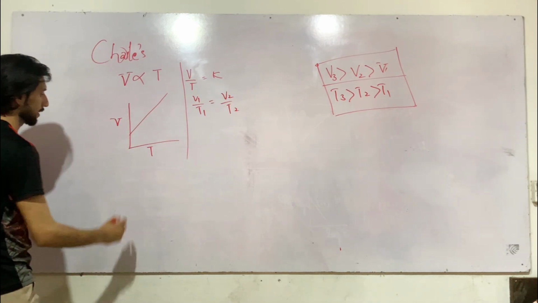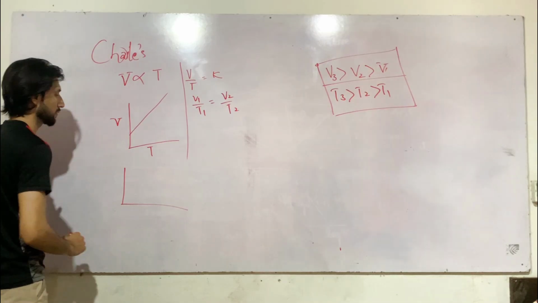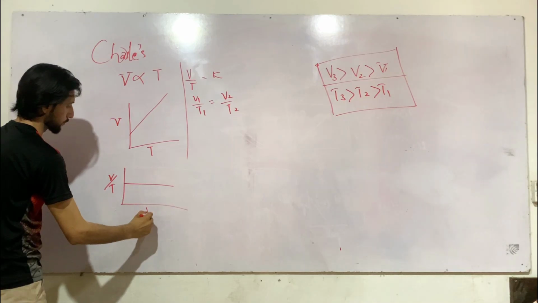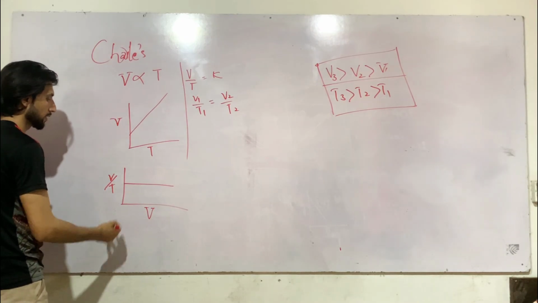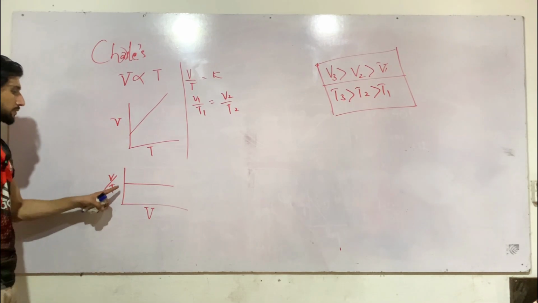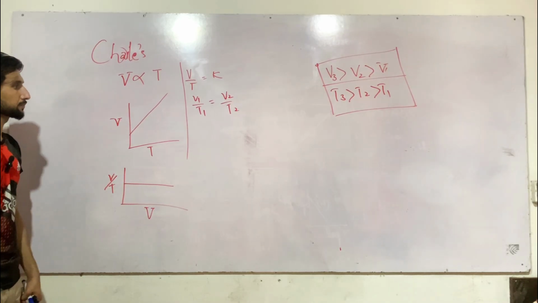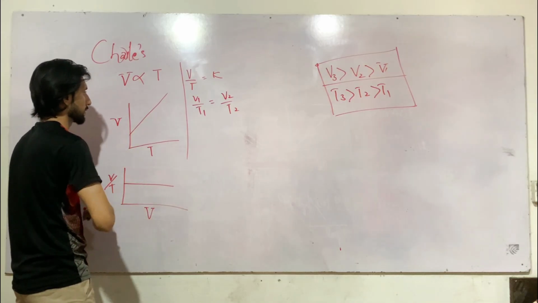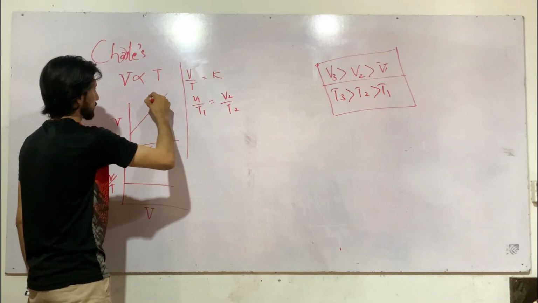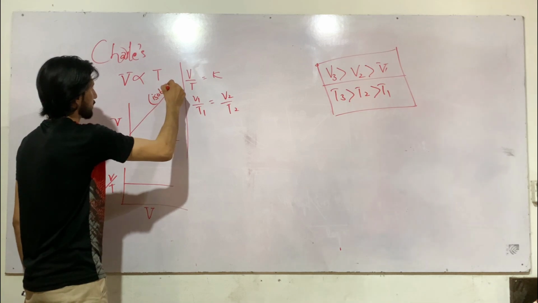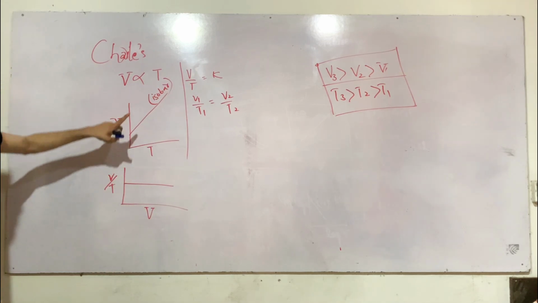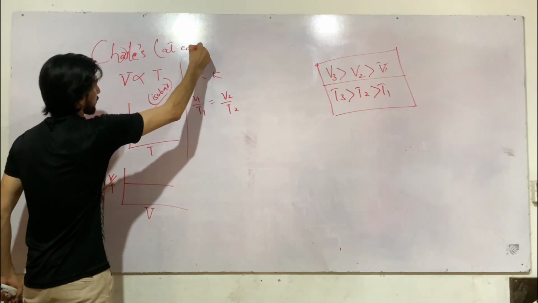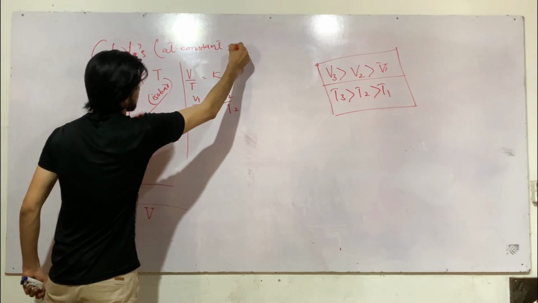or V1 over T1 is equal to V2 over T2. Now you can plot the other graphs by yourself. If I were to plot a graph of V over T versus V or T, any of that, I will find a straight line parallel to the axis. We call this an isobar. Why do we call this an isobar? Because the readings must be taken at constant pressure.